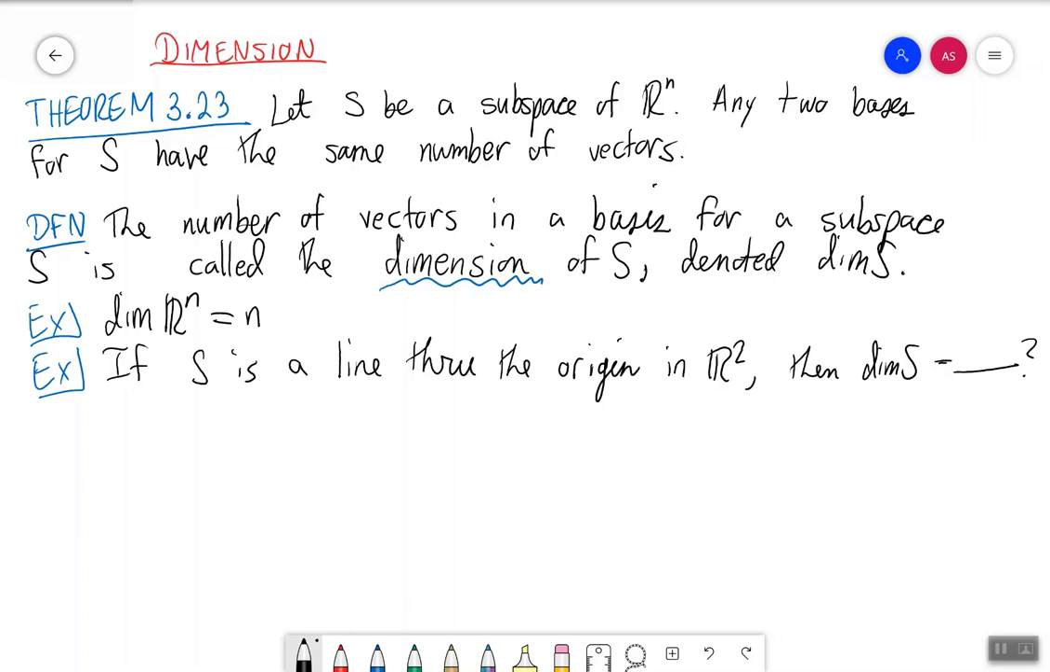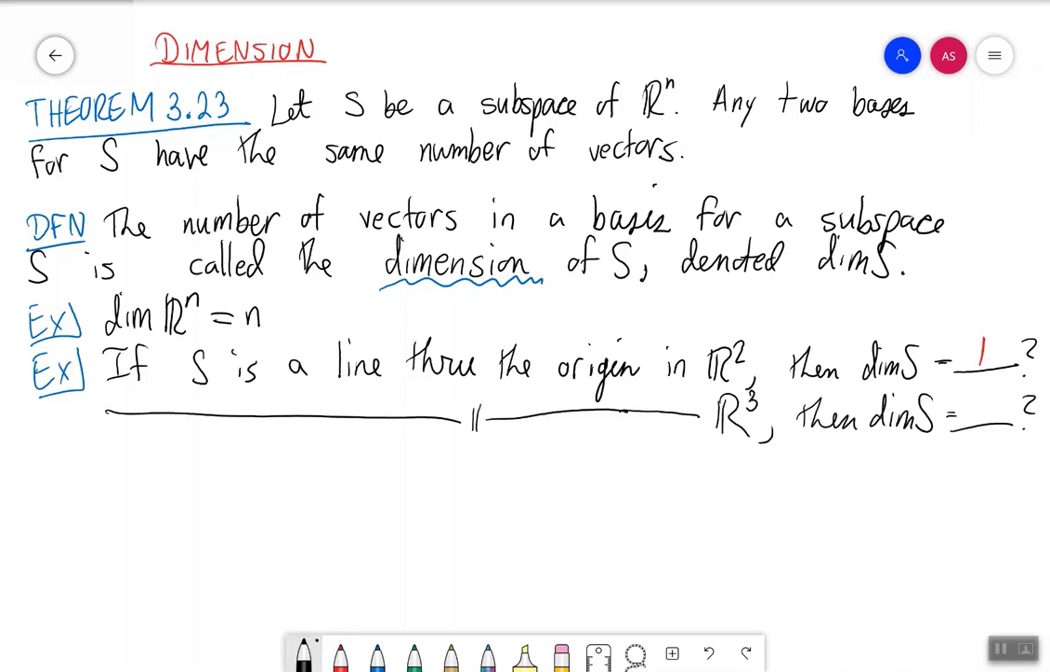If S is a line through the origin in R2, then the dimension of S is, now take a moment to think of it, it's going to be 1. And that's because there's only one direction vector for a line through the origin in R2.